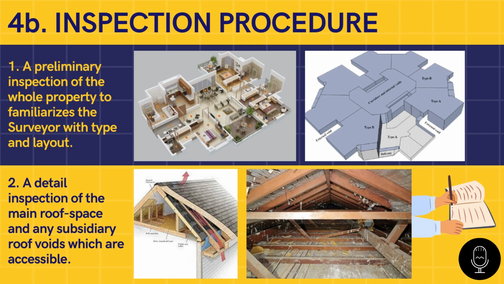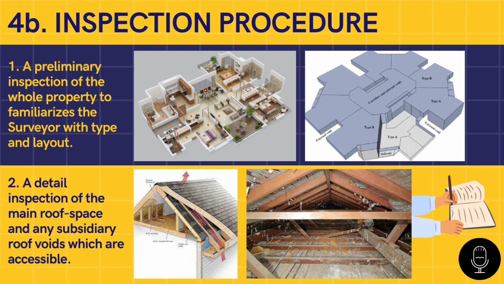Let me explain the inspection procedures. The first is a preliminary inspection of the whole property. The building surveyor needs to familiarize with the types and the layout. They need to take notes of general characteristics and descriptions of the property. We need to identify the overall length of the terrace, and sometimes it is required to take elevations of the whole terrace, not just the particular subject property. Note the general lie of the land and the gradient on which the building stands.